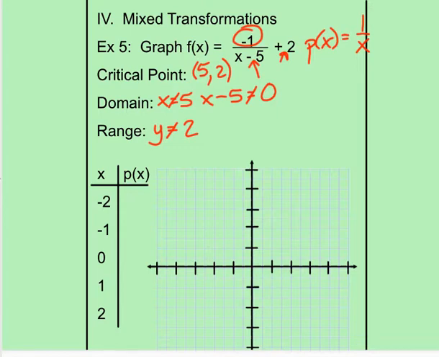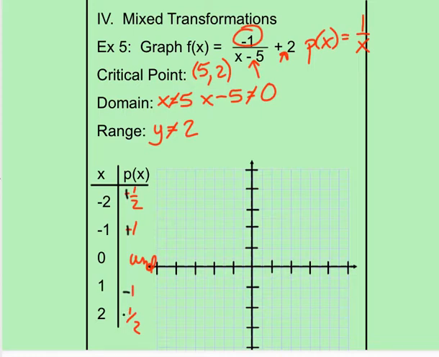So for our parent function, 1 over x, substituting in to get our t-chart, we'll have negative 1/2, negative 1, undefined, 1, 1/2. Because we have a vertical reflection, that's going to change all of our y values to be opposite, because I don't have room for another column, I'm just going to throw those opposite signs in.